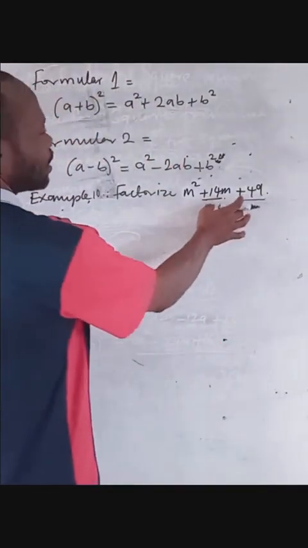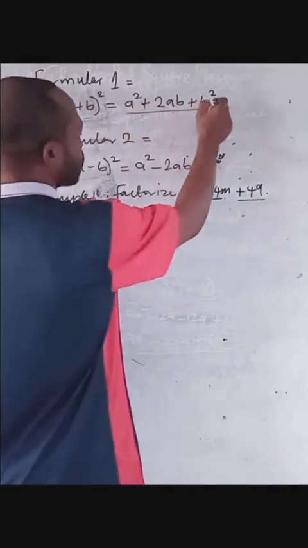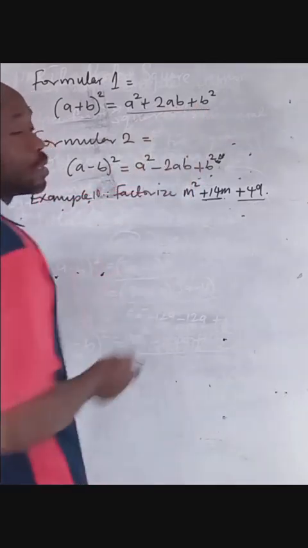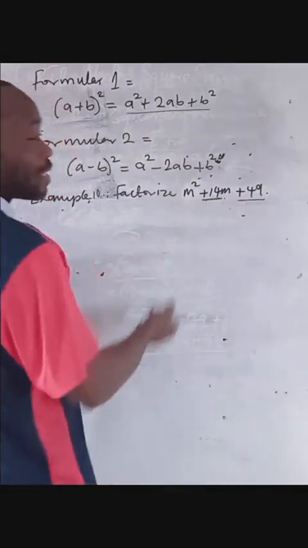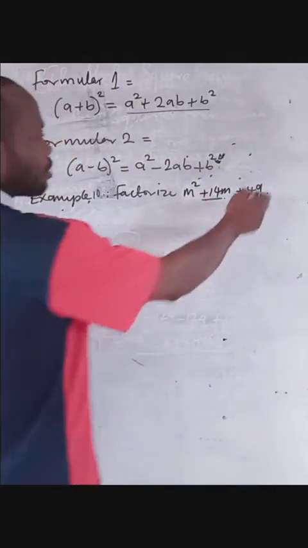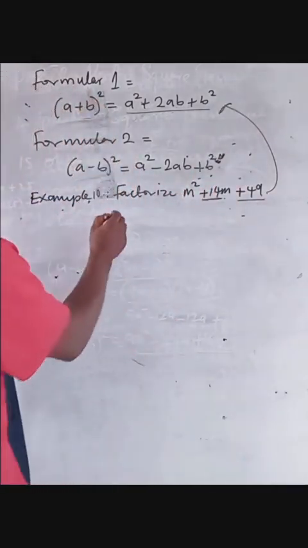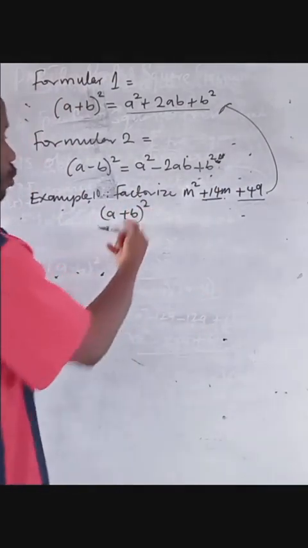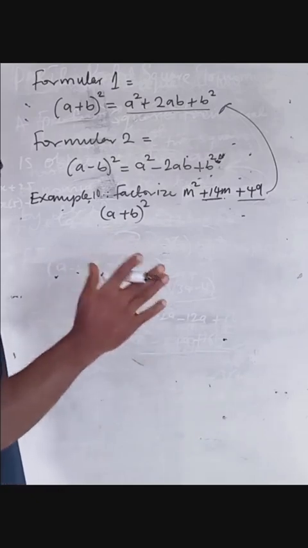So you can see that this is the reason why I said it is similar to this expression here, because here you have plus 2ab and here you have plus b squared. So this is plus 14m. There is no negative sign here. So it is similar to this expression. So the solution is of the form a plus b squared. So I just want you to take note of that.